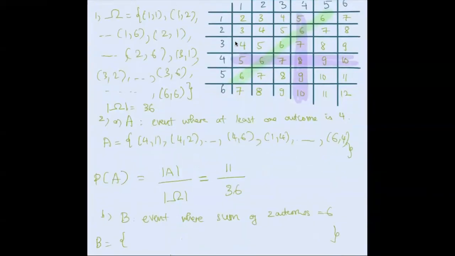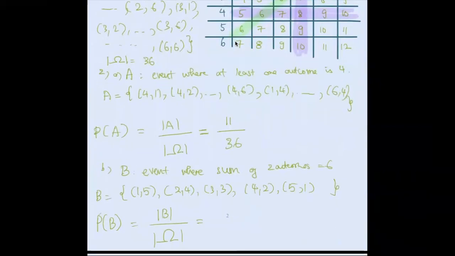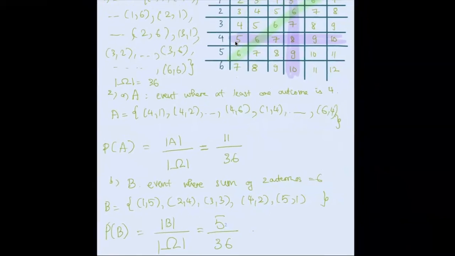So I will list it out. First, this one corresponds to 1 and 5. And then I have this one, which is 2 and 4. Then I have 3 and 3, 4 and 2, 5 and 1. Okay. And then I have cardinality of B, which is the number of elements in B. B has 1, 2, 3, 4, 5, 5 elements. And the sample space has 36 elements. So this would be the final answer.